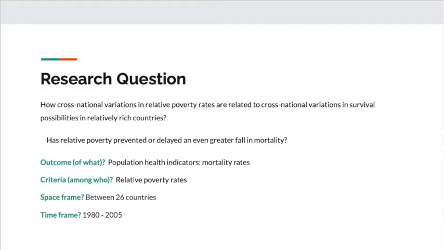Just to make it easier to understand, we use the same framework studied in class to understand the research question. The inequality criteria is the relative poverty rates that determines the disparity of mortality rates. The space and time frame are 26 countries from 1980 to 2005.